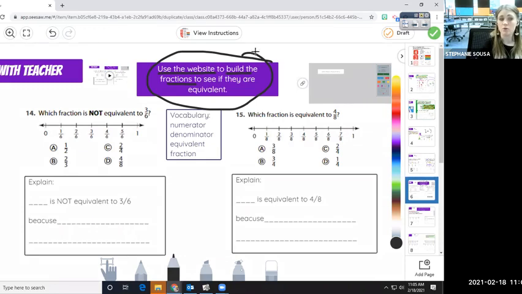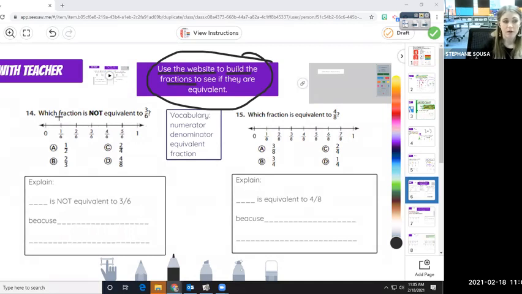Okay? So you need to look very carefully at the directions. This isn't if you need it or if it helps you or if you like to. It says use the website. Done. Do it. Use it. End of conversation. Okay? We need to start showing our work. I have quite a few people who have stopped doing that. You have to show your work if it tells you to show your work. Okay? Use the website to build the fractions to see if they are equivalent.